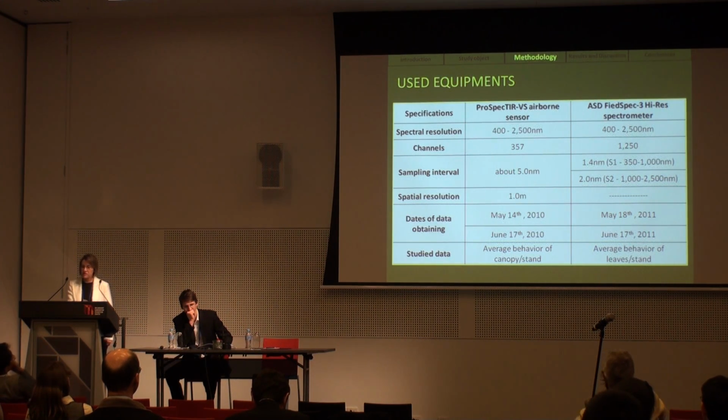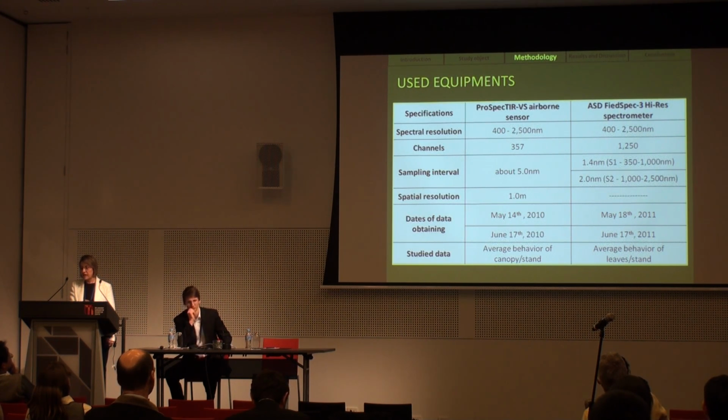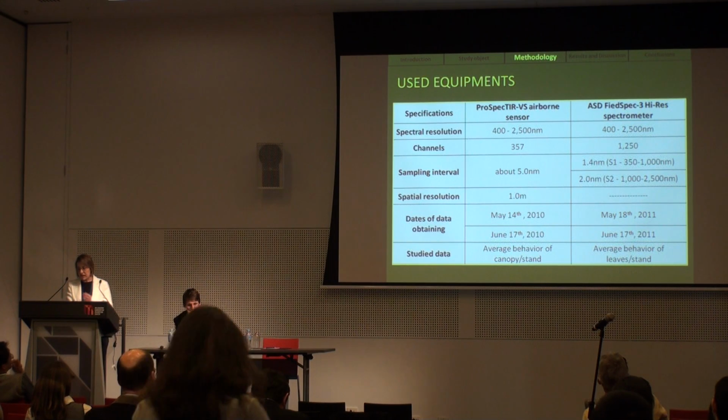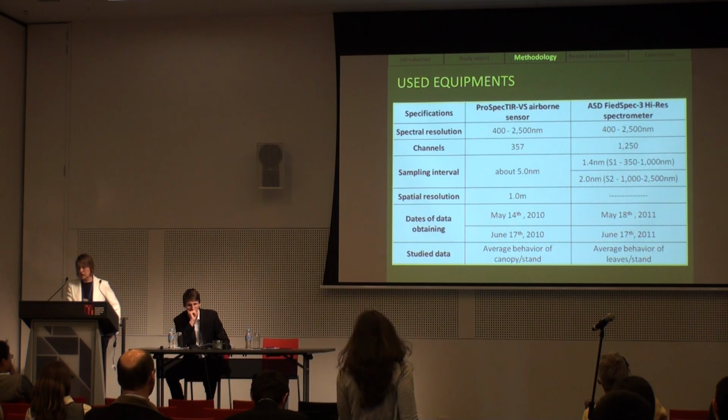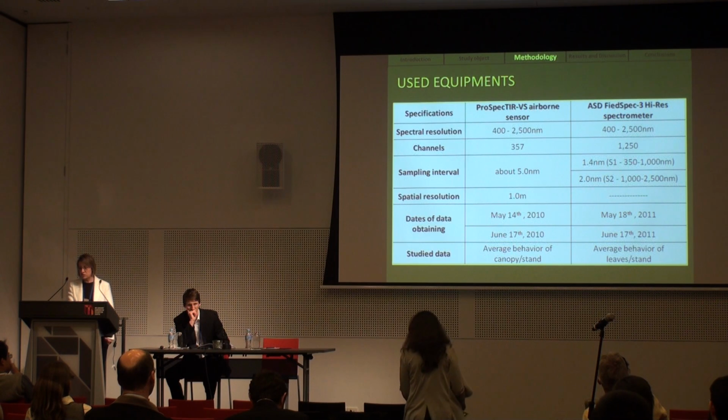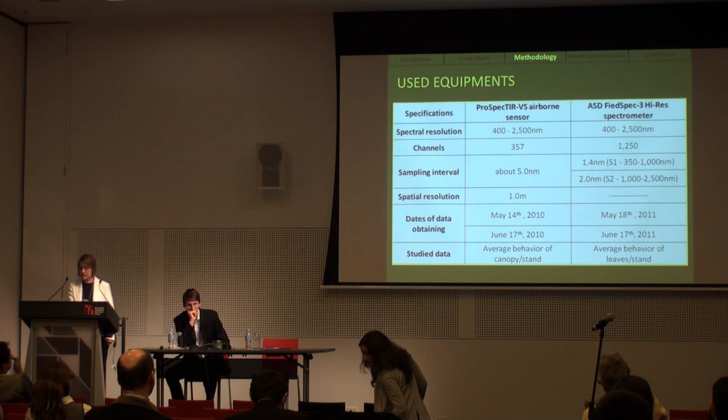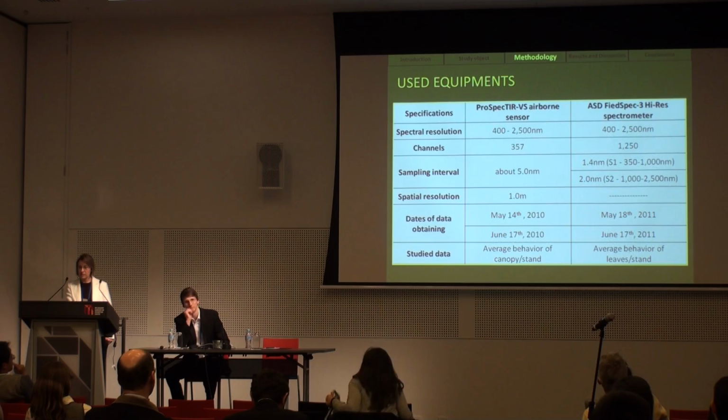The equipment used to develop the research were a prospective airborne sensor and an ASD field spectrum high resolution spectrometer. The dates of data obtaining: the first happened in 2010 and the second in 2011. The first to obtain the canopy data and the second to obtain the leaf data.